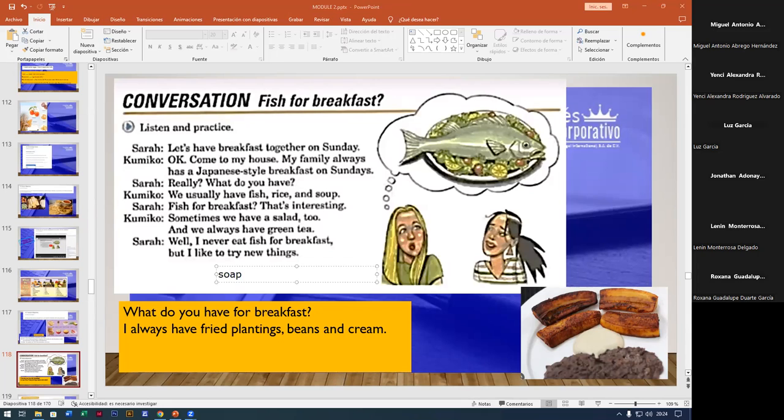Example, soap is the one you use to take a shower. Jabón, soap. The pronunciation is like this, soap. But the one that you drink, the food, is soup. And you pronounce it like this. Soap, soup, soap, soup. The difference is the vowel. You take a shower with soap. You drink the food, soup.